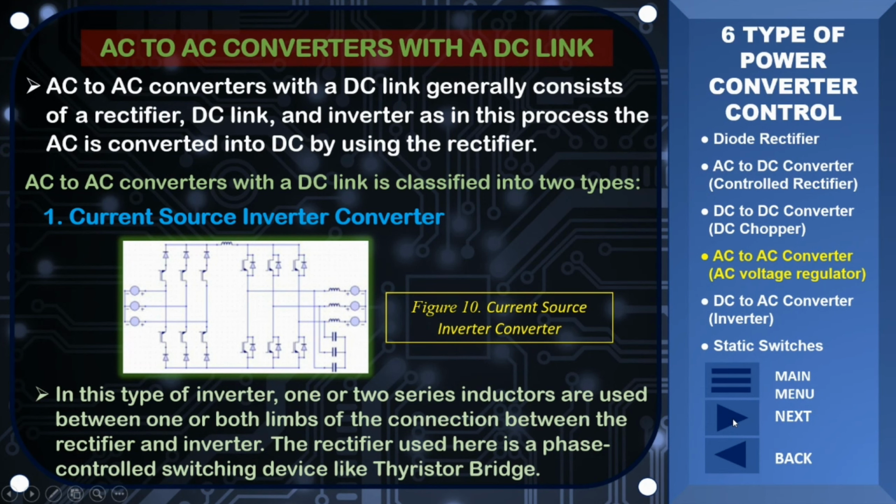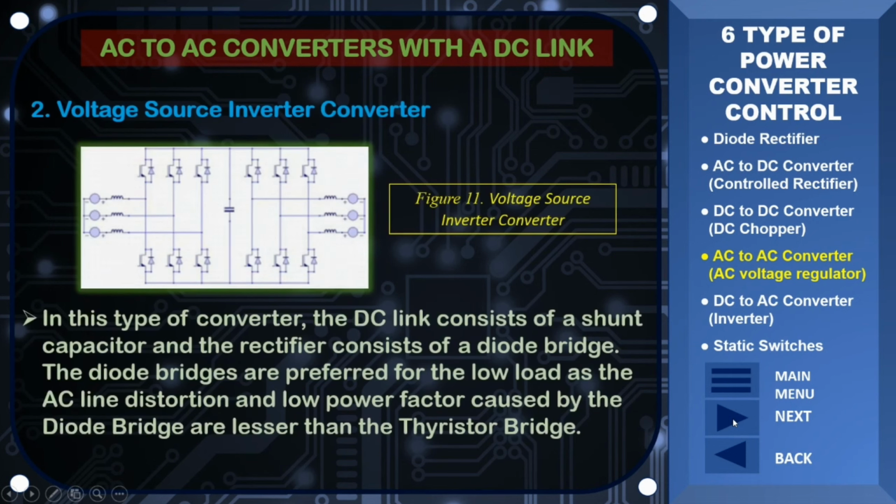Second, the voltage source inverter converter. In this type of converter, the DC link consists of a shunt capacitor and the rectifier consists of a diode bridge. The diode bridges are preferred for low load, as the AC line distortion and low power factor caused by the diode bridge are lesser than with a thyristor bridge.